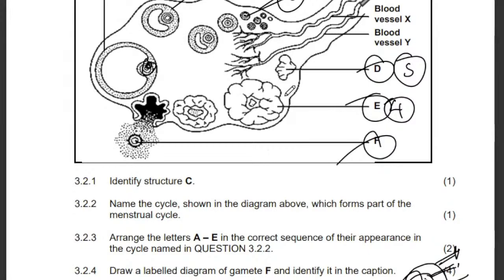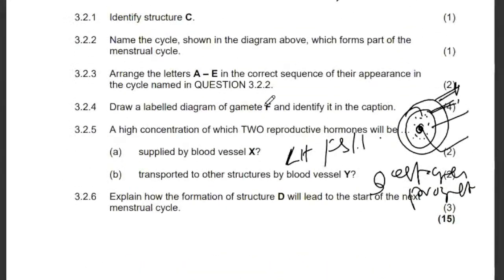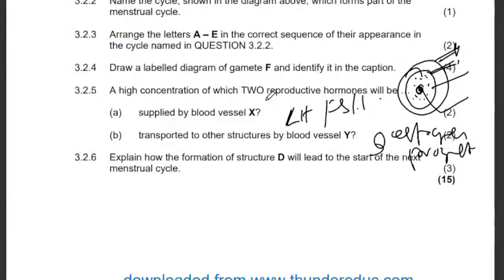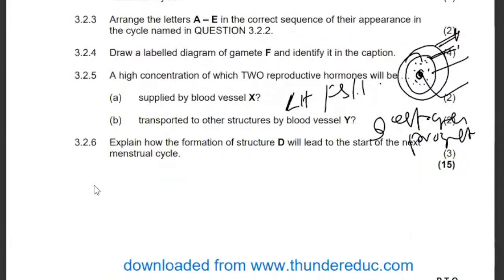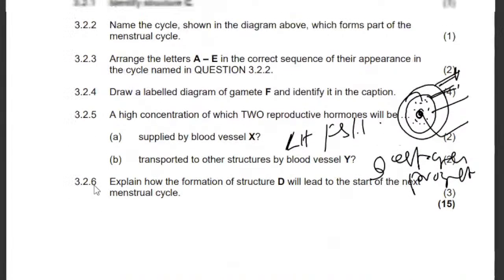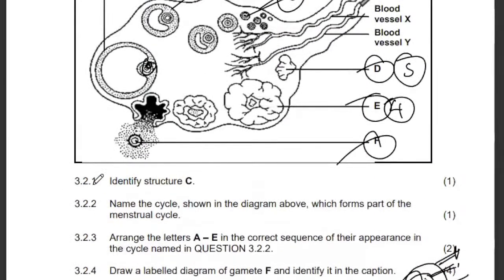Yes. But now they say structure D, and they have not talked about the structure here. We have not identified structure D. So please identify that structure D is the corpus luteum. That's a mark. It must be a mark. You will check your marking guideline when they're out.